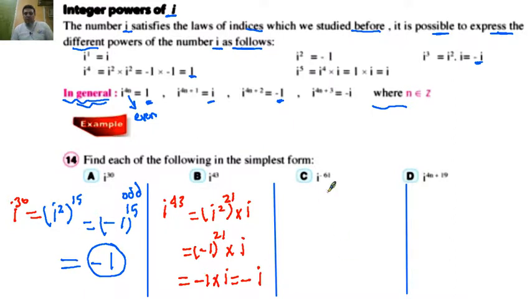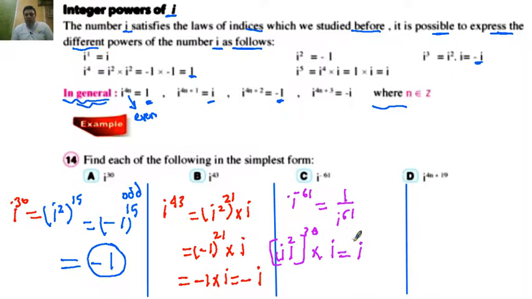Number c, i to the power negative 61. To convert the negative power into positive, we move i to the power negative 61 from the numerator into the denominator, giving 1 over i to the power 61, and solve as follows. i to the power 61 equals i squared to the power 30 times i, because 61 divided by 2 equals 30 with remainder 1, since 30 times 2 equals 60. i squared equals negative 1. Negative 1 to an even power equals 1, times i equals i.